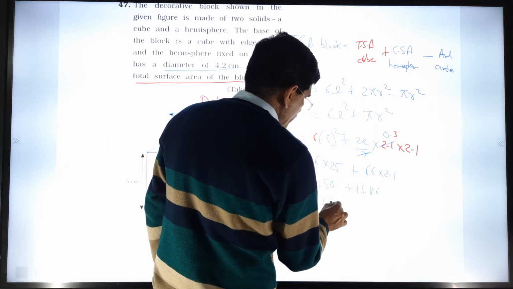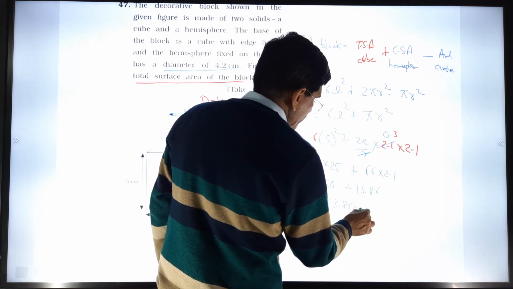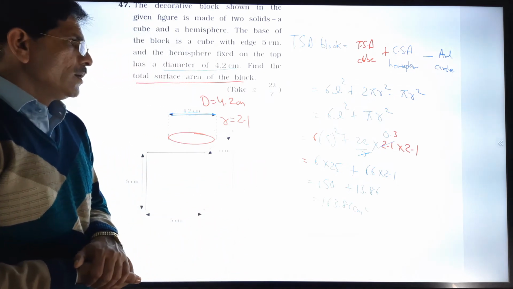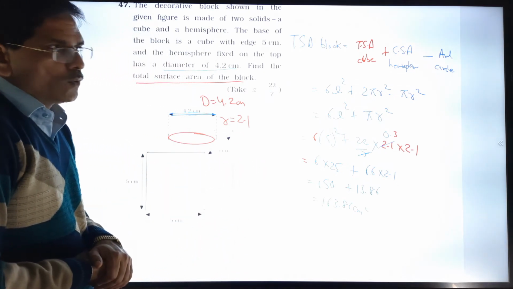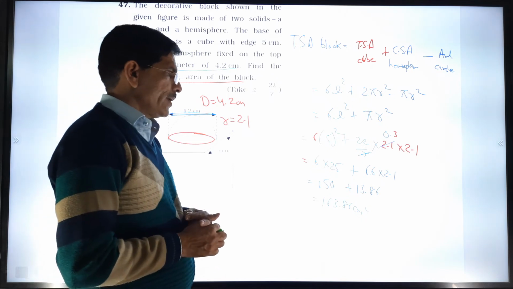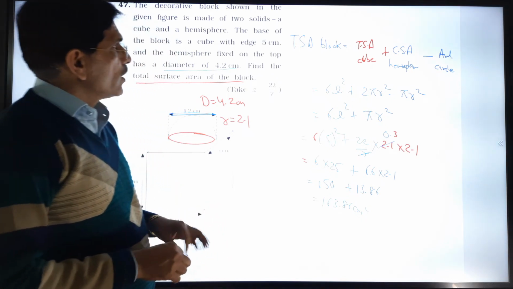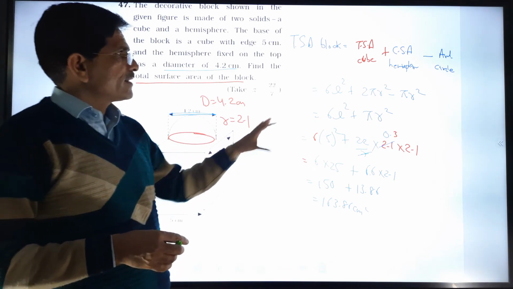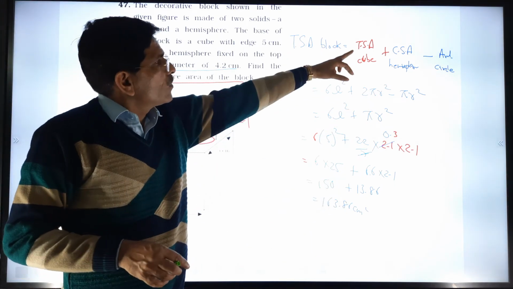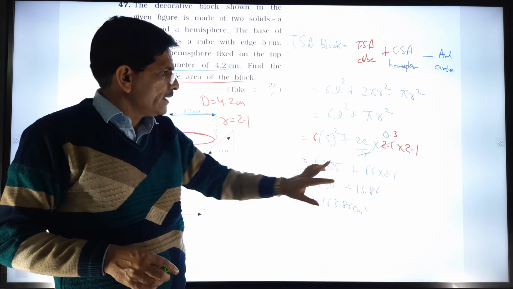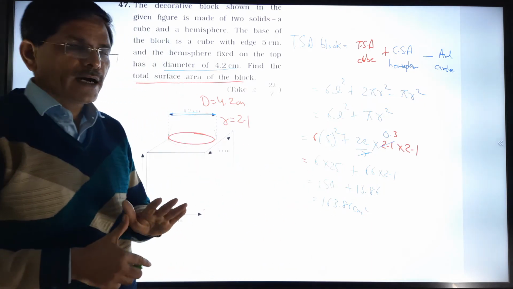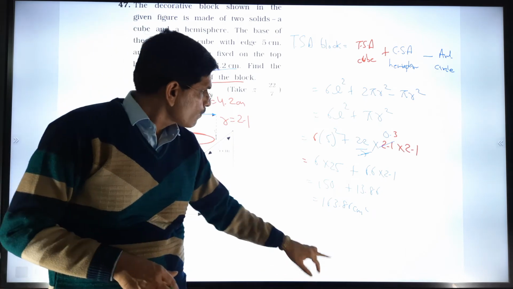13.86. So 13.86 centimeter square is the answer. 6.6 into 6.6 into 2, we can get 13.86. So again, to get 3 marks, it is not necessary to explain more and more. At least 6 steps you have to write: 1, 2, 3, 4, 5 and 6. So in 6 steps you can get the answer. Each step gets half marks.